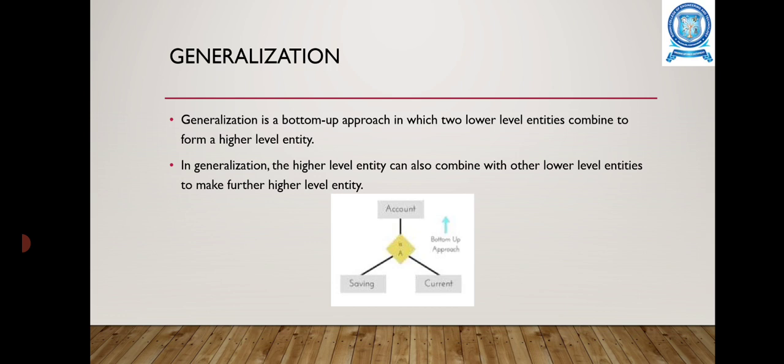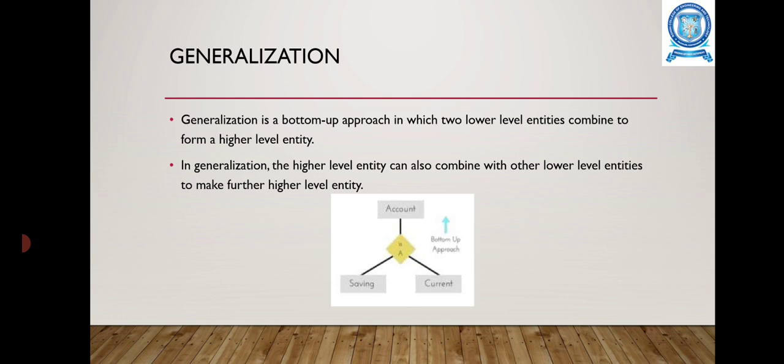Next one is generalization. Generalization, specialization, and aggregation, these three are the basic things for the ER model. Generalization is a bottom-up approach in which two lower level entities combine to form a higher level entity. In generalization, a higher level entity can also combine with other lower level entities to make a further higher level entity. It's more like the superclass and subclass system, but the only difference is the approach, which is bottom up.